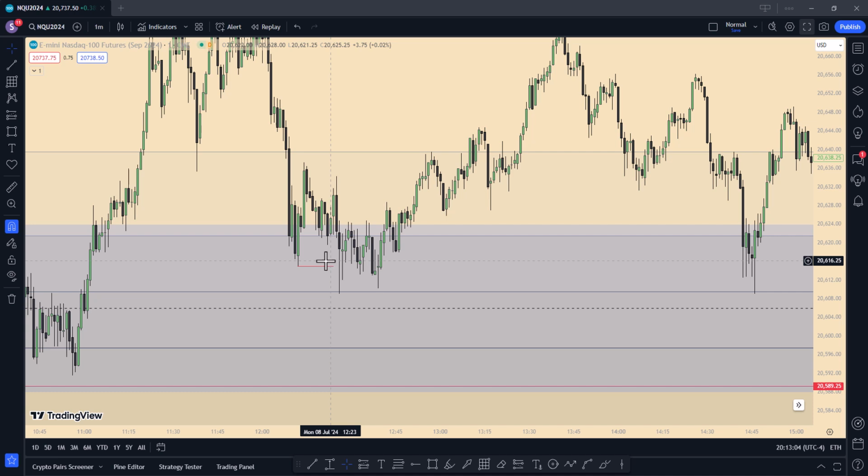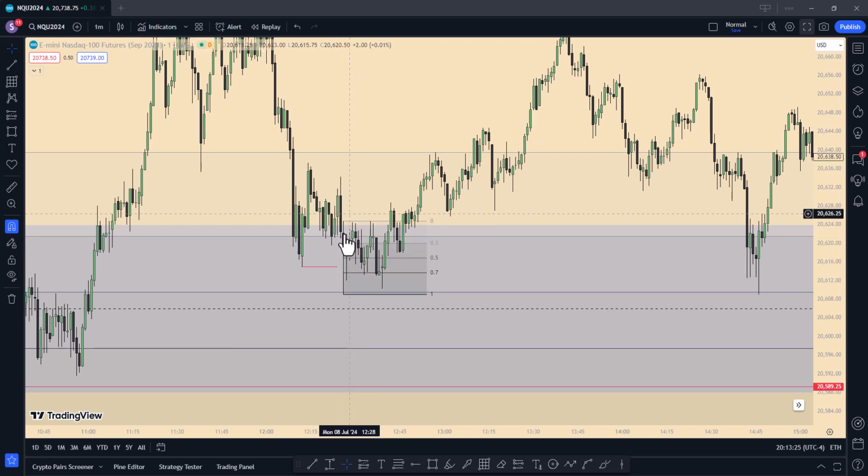So price swept this low right here. Now we want to see price close above the candle that caused the sweep. So price started trading into it, but the break of structure, or the close above, happened with this candle right here, as you can see. So now you can take your entry.